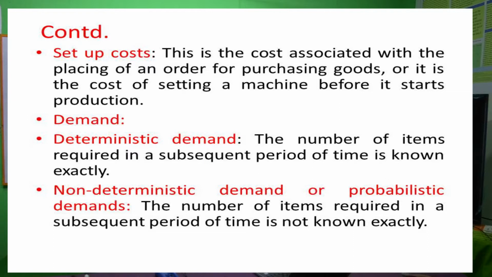Next, demand. So there are two types of demand. Number one, deterministic demand. The number of items required in a subsequent period of time is known exactly. That is the deterministic demand. If the number of items required in a subsequent period of time is not known exactly, then this is termed as non-deterministic demand or probabilistic demand. So there are two types of demand.